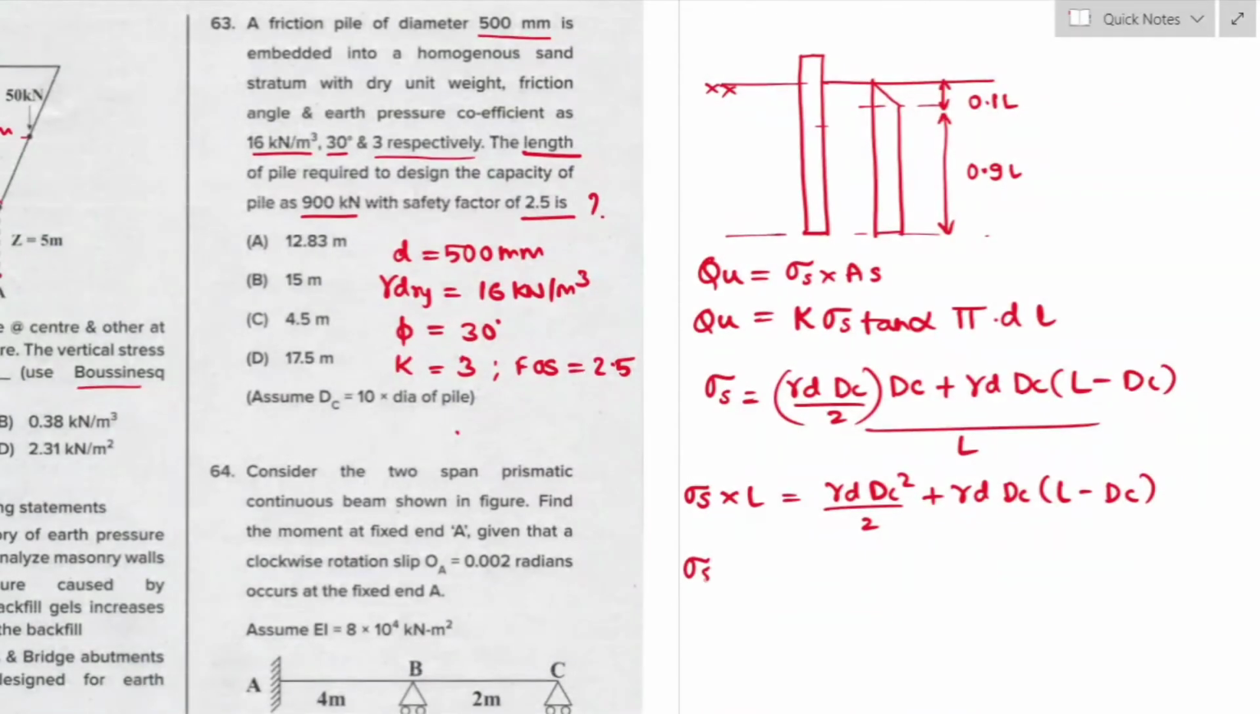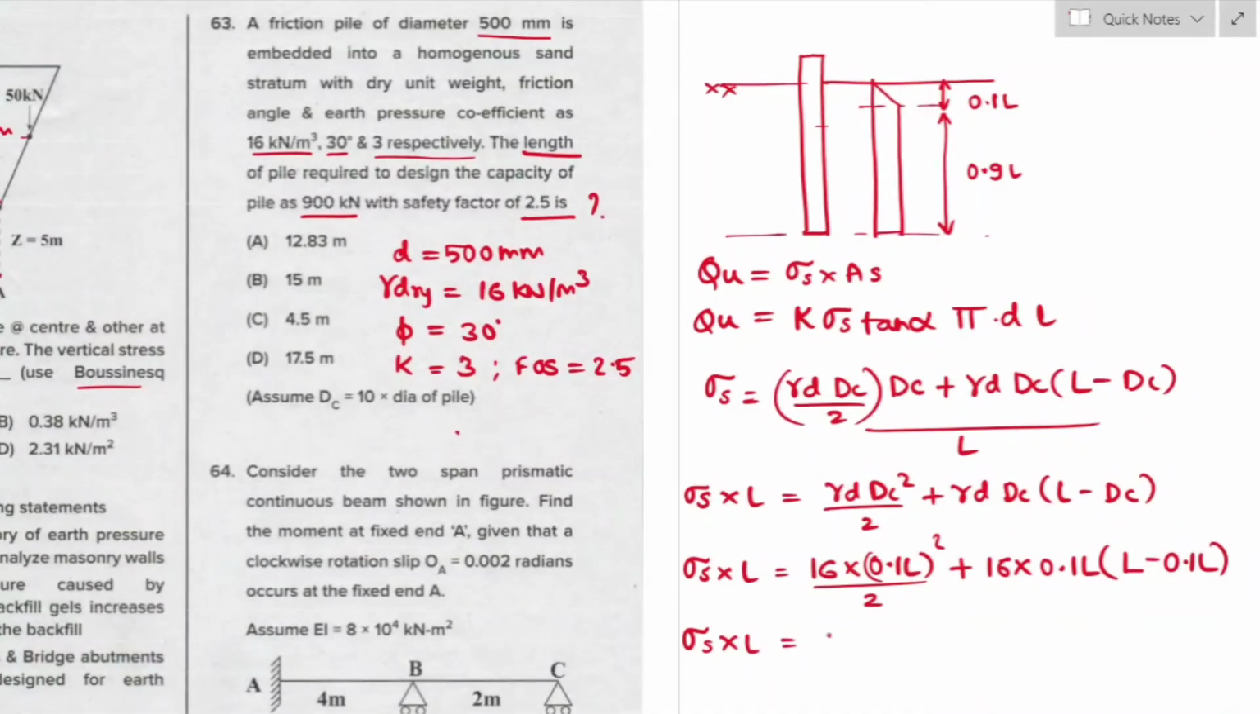Therefore, stress into length is equal to dry unit weight is 16 kN per meter cube. So 16 into critical depth is 0.1 times of L. So 0.1 times of L square divided by 2 plus 16 into 0.1 times of L into 1 into L minus 0.1 times of L. On solving this, stress into length is equal to 1.52 L square.